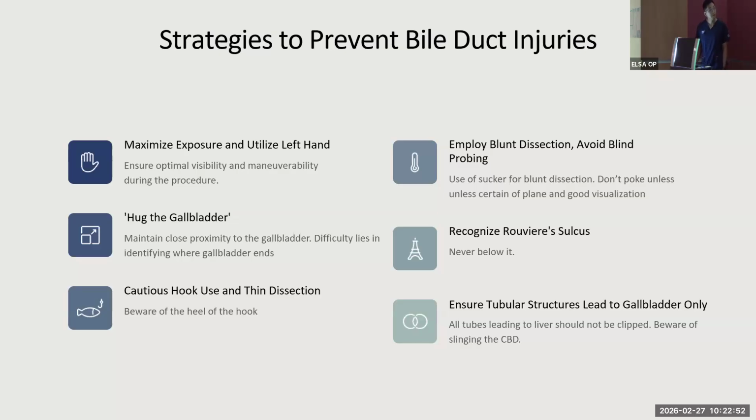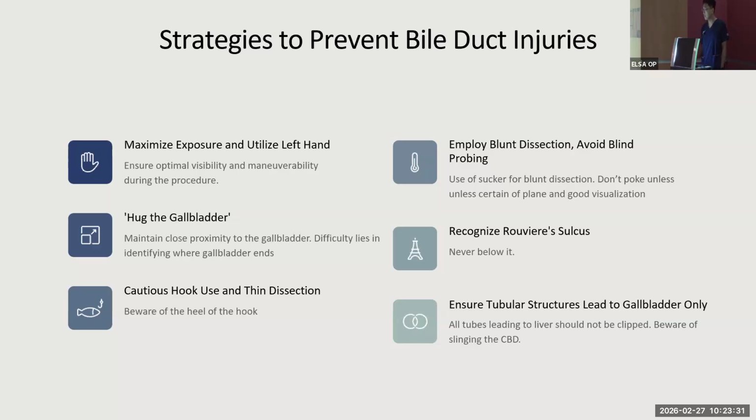Blunt dissection, I feel, is key, and I do it a lot with the sucker. A lot of us do that. The brushing movement is important, and we usually try to brush up instead of brush down. Downwards is always risky, upwards is always safer. And again, the key is not to be blind. That means if you cannot see where is the possible window, don't just blindly poke, especially don't use a Maryland to poke it and just spread when you don't know what it is.